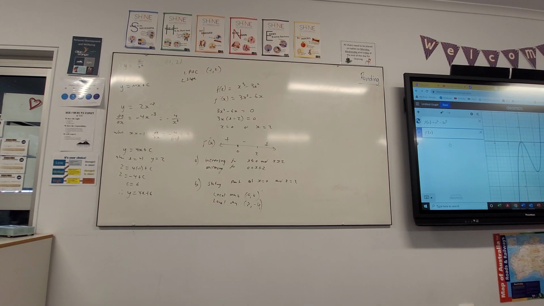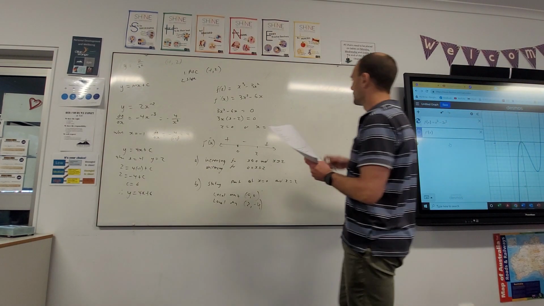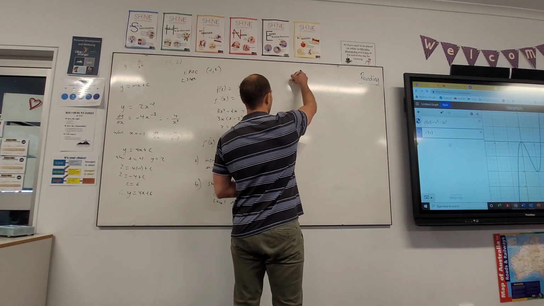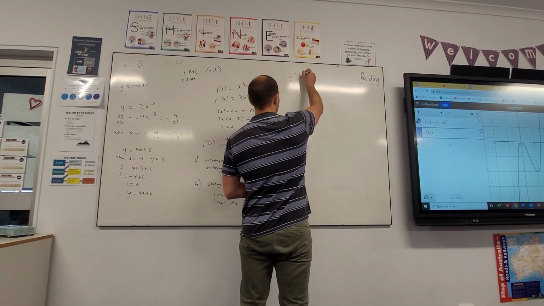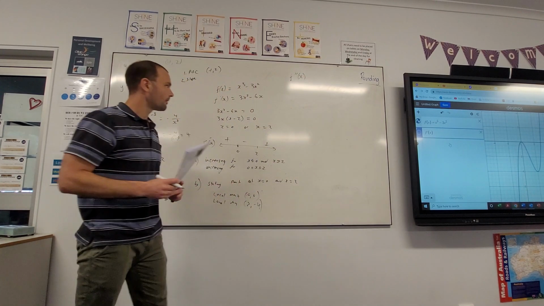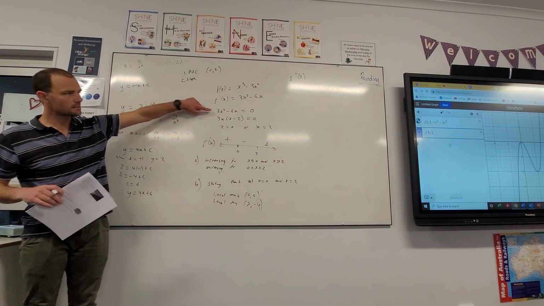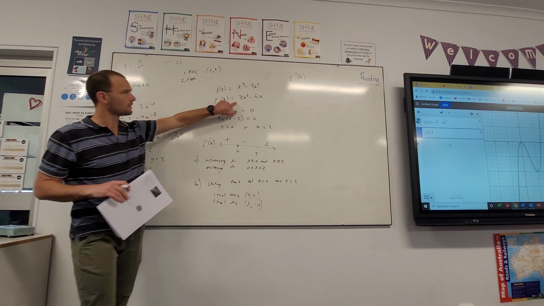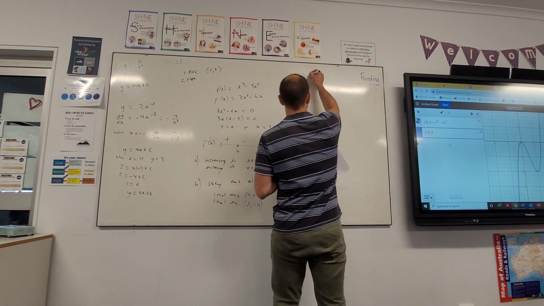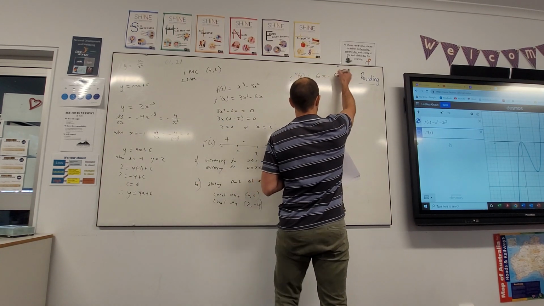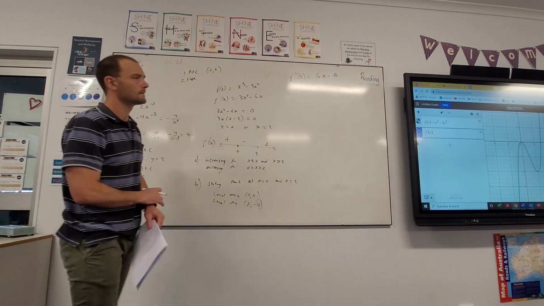Okay, intervals when it's concave up and concave down. So, the function is concave up and concave down, and we base that off of the sign diagram of the second derivative. So this is the first derivative, right? So that means my second derivative is going to be 6x - 6.